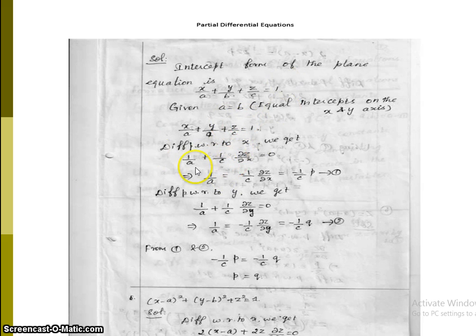Again, differentiating with respect to x from this equation: differentiation of x is 1, so we get 1 by a, plus 1 by c times dou z by dou x, equal to 0, since the differentiation of 1 is 0. Therefore 1 by a equals minus 1 by c into dou z by dou x, that is, minus 1 by c into p. What is p here? Dou z by dou x is nothing but p.